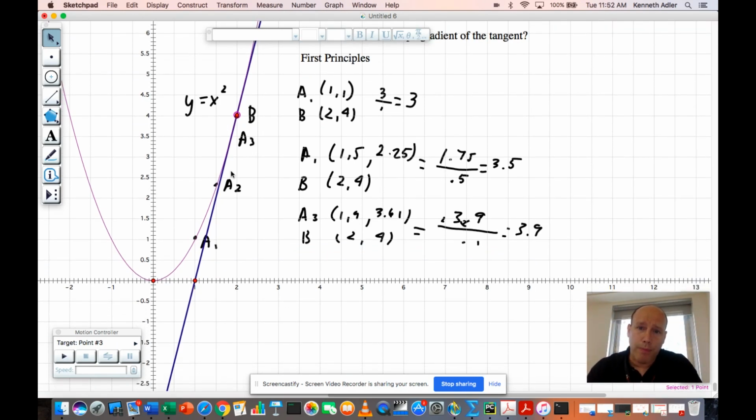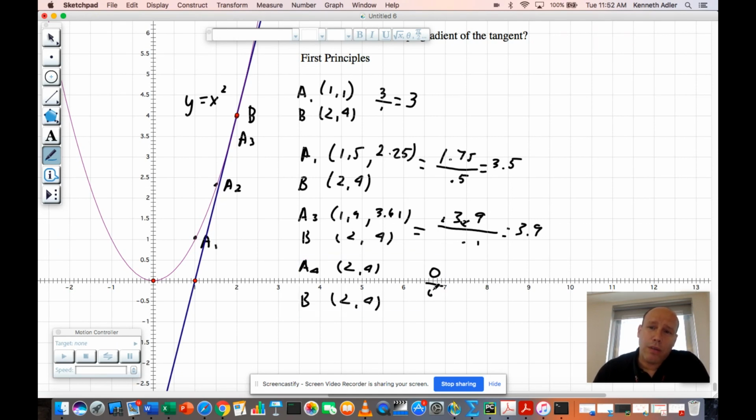What's the problem? You say, well, Mr. Adler, if we call this new point A4, it's (2, 4), and B is also (2, 4), and then we have 0 over 0 as the slope. But you're looking at that line, and you know that the tangent has a slope. So it's 0 over 0. This is where we use first principles.